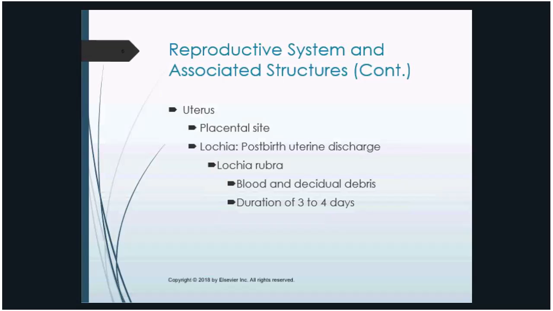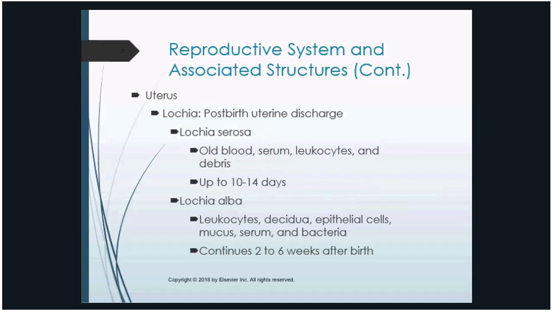The uterus, a placental site. Lochia, post-birth, the uterine discharge. Lochia rubra is blood and some debris, and the duration lasts between 3 to 4 days. So this is going to be post-birth. Instead of bleeding, we call it lochia. Lochia serosa is old blood, serum, leukocytes, and debris. This happens after those 3 to 4 days, up to 10 to 14 days.